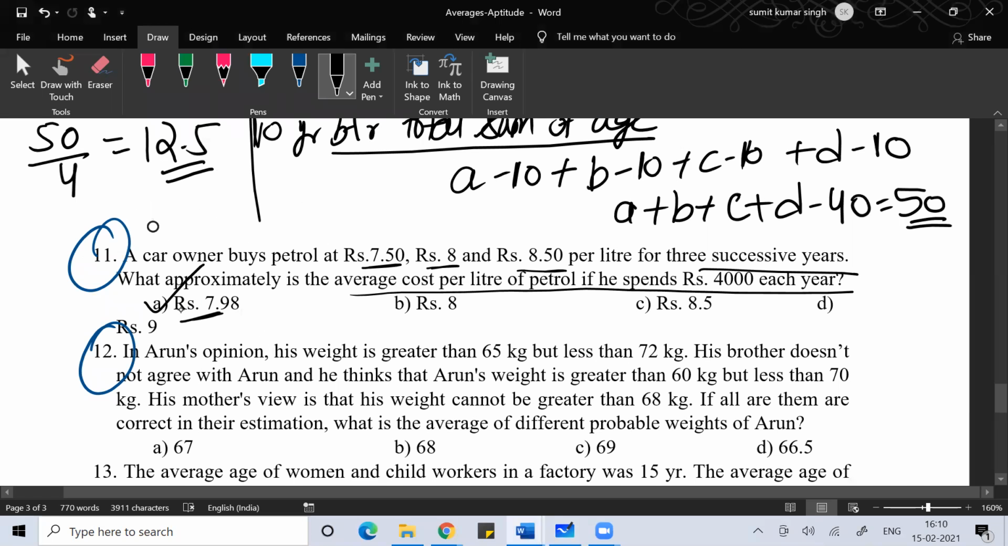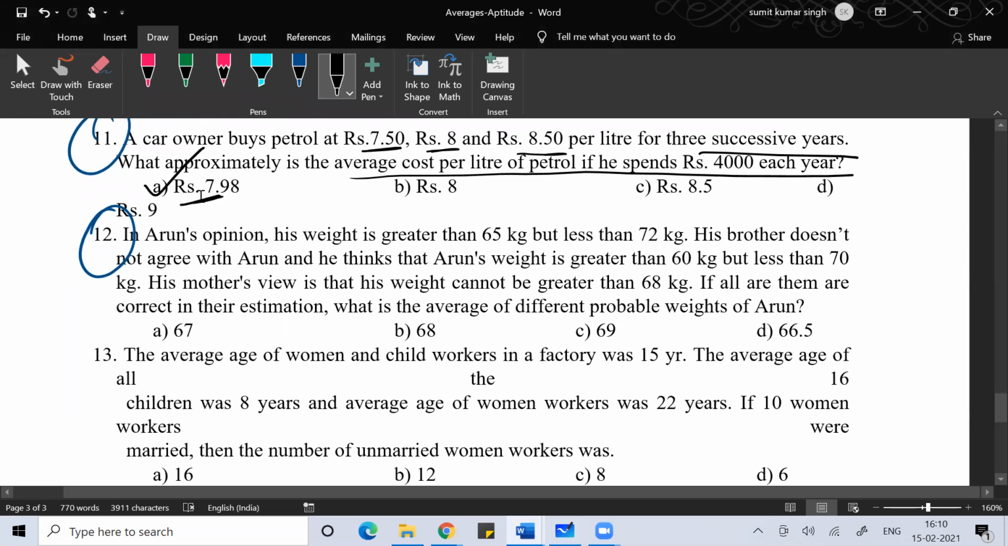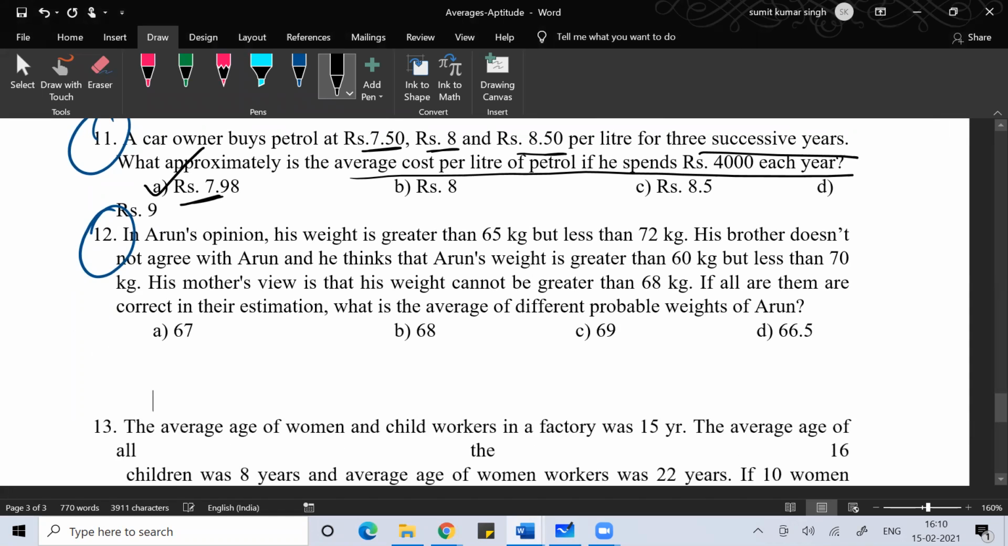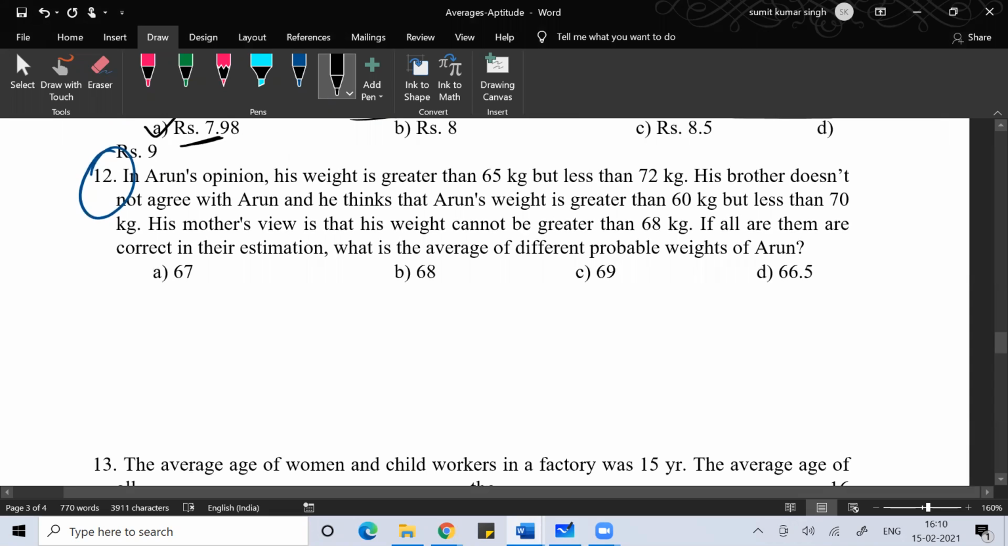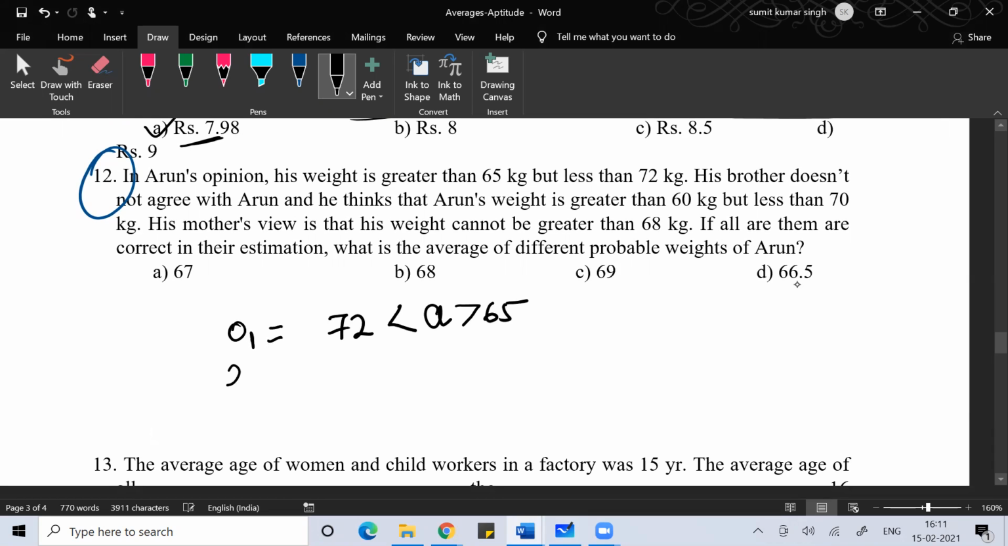You see this question number 12. According to Arun's opinion, his weight is greater than 65 but less than 72. This is opinion 1. Opinion 2, his weight should be greater than 65 but less than 72. So his weight should be between 66, 67, 68, 69, 70, 71.